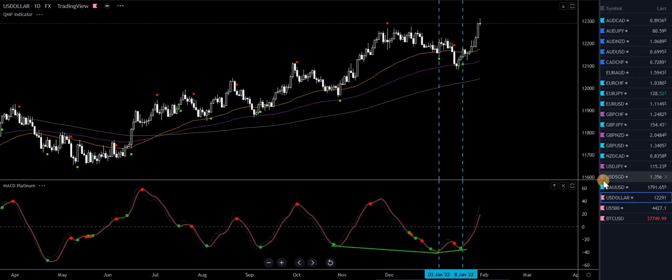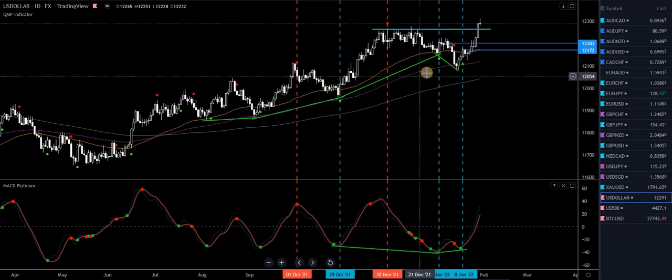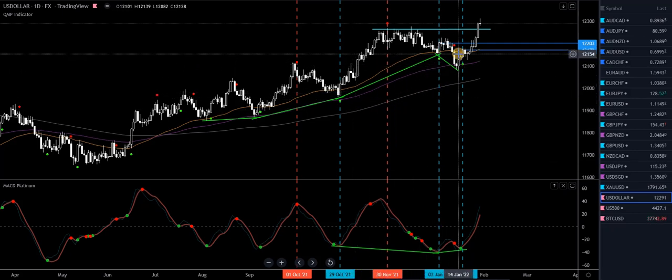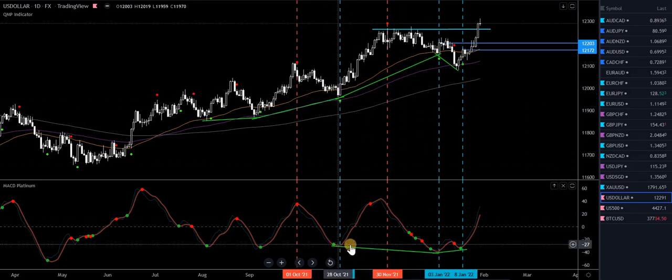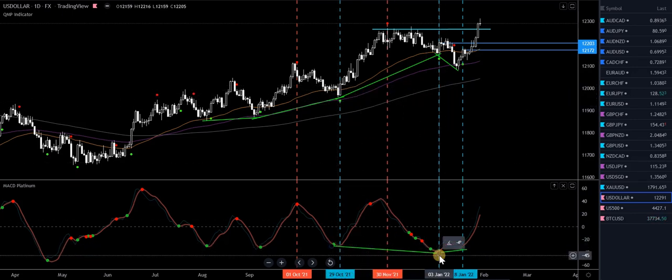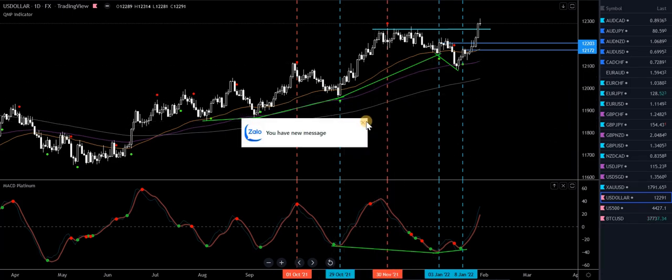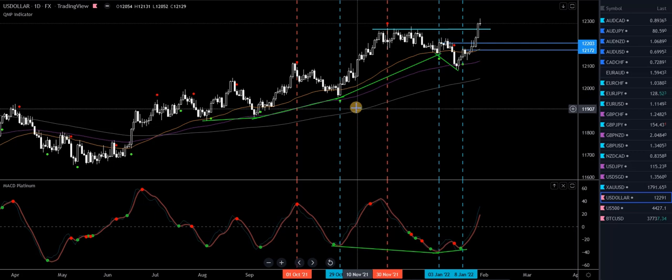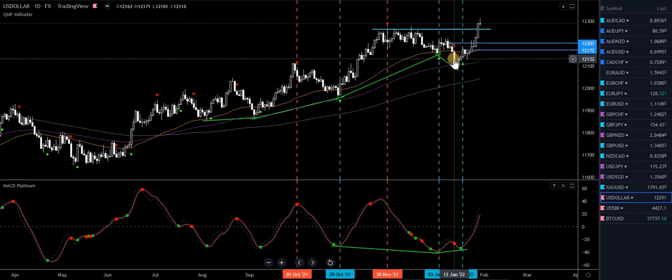US dollar, this is just more out of curiosity. Here's a good example of when I'd hedge, or just not even take the hedge trade, just take the buy trade. We had hidden bullish divergence. So here, the first one, take the buy. Here it is here. Went against me.